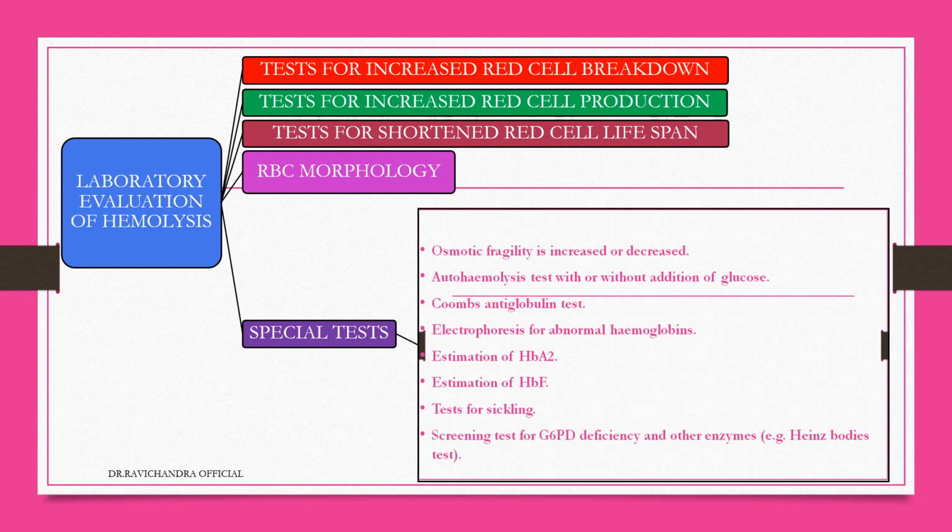Sickling test is useful to identify or check sickle cell anemias and sickle cell syndromes. And screening test for G6PD deficiency and other enzymes, like Heinz bodies test, that is bite cells, etc., can be useful in laboratory evaluation of hemolysis.